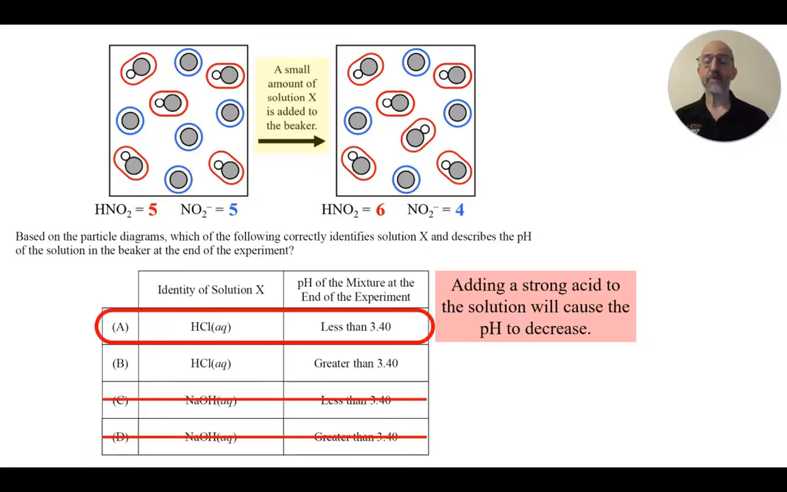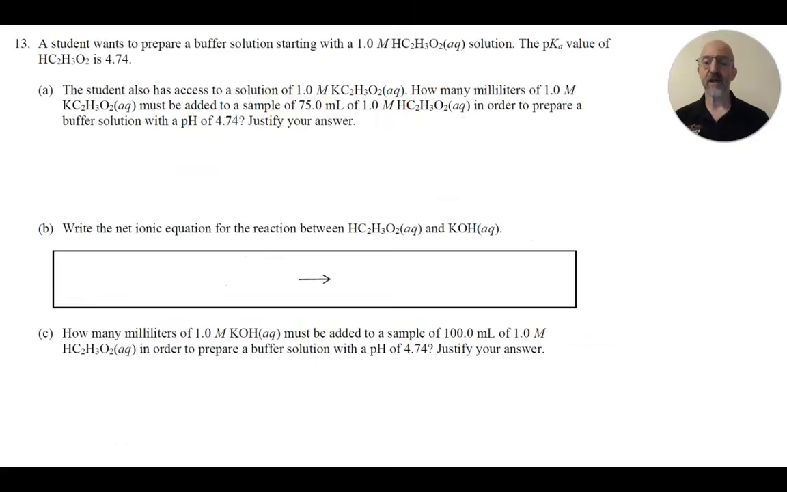All right, we have one more question in this packet. Let's go ahead and take a look at question 13. A student wants to prepare a buffer solution starting with a 1 molar solution of acetic acid, which has the chemical formula HC2H3O2, and the pKa value of acetic acid is 4.74.